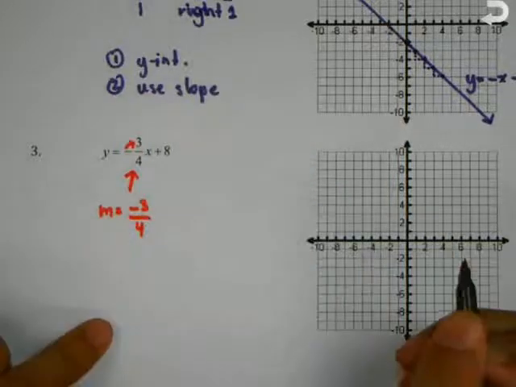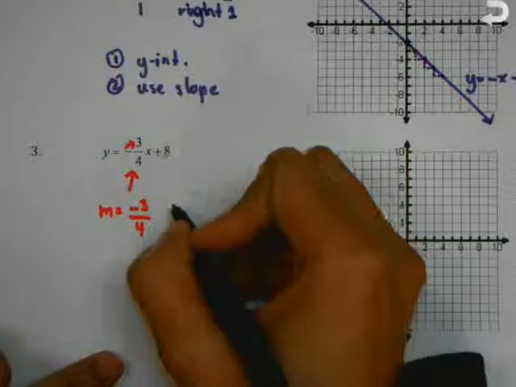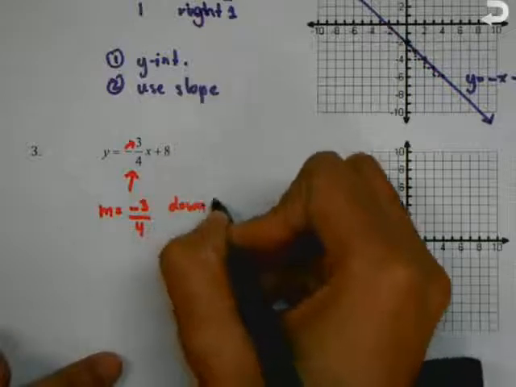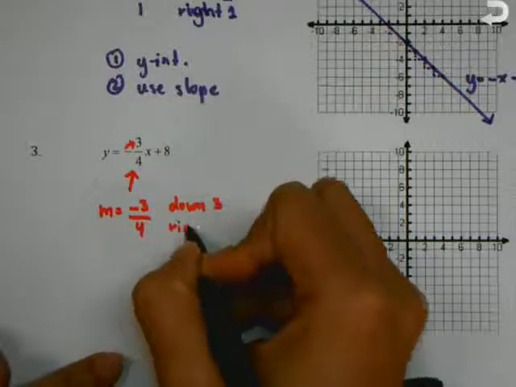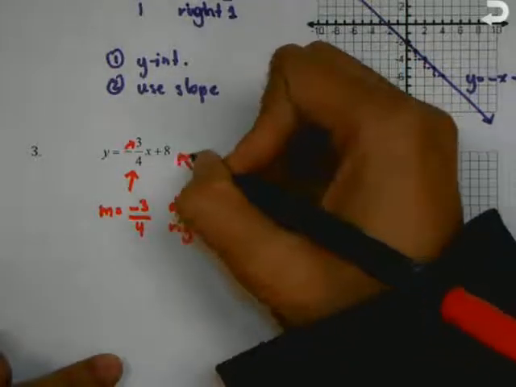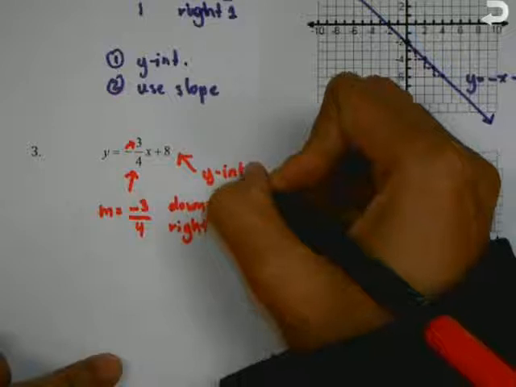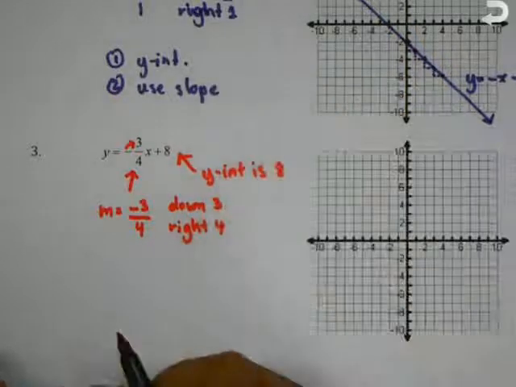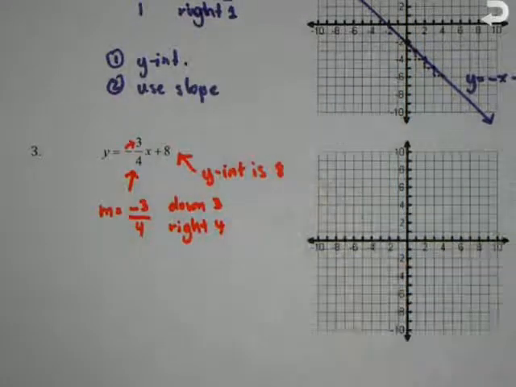That means the same thing. This would represent then down 3 and go right 4. Here, our y-intercept is 8. So we've got the two most important pieces of information that we need.